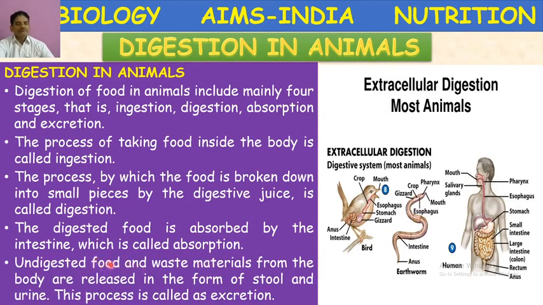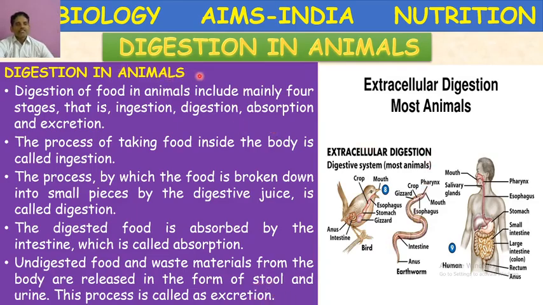The next step: those food materials after absorption are utilized for assimilation, in the process of respiration for the release of energy. But the undigested food and the waste materials from the body are released in the form of stool or feces and urine. This process is called excretion or egestion.